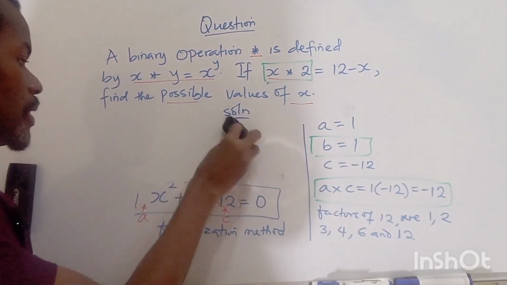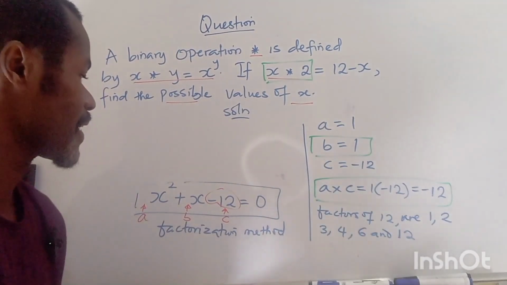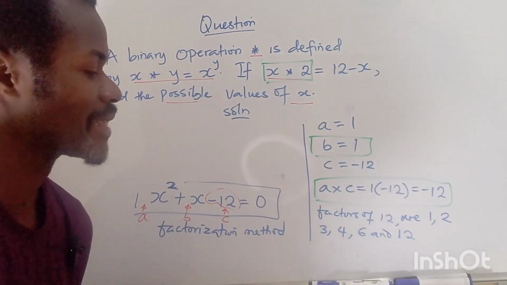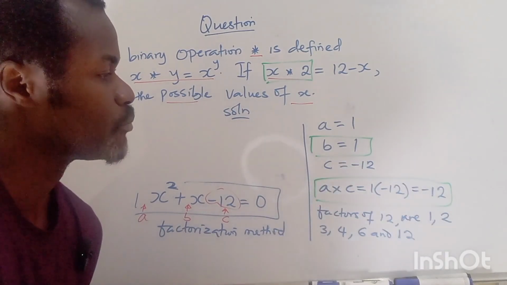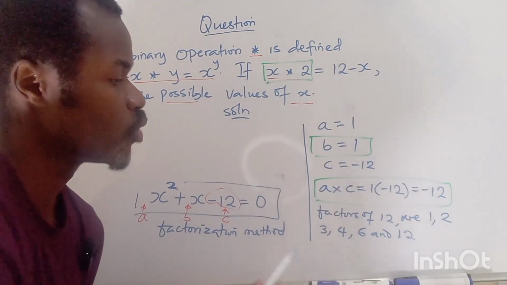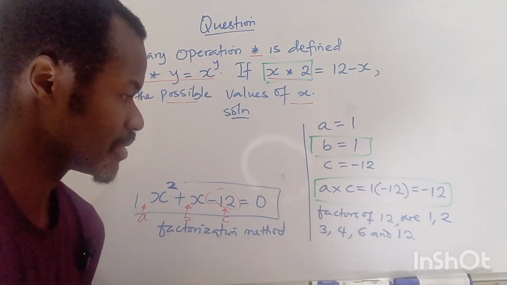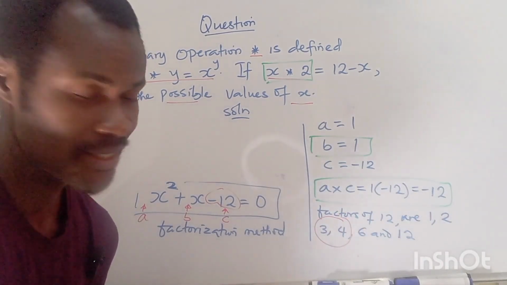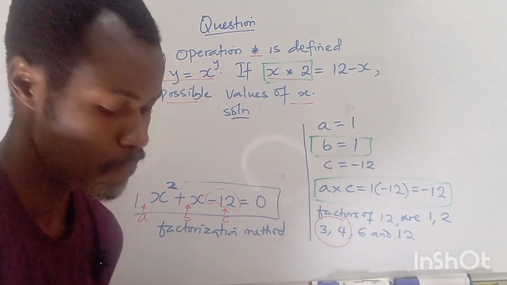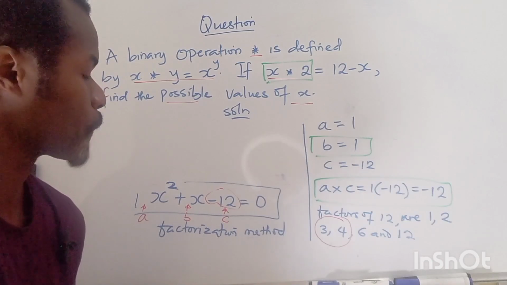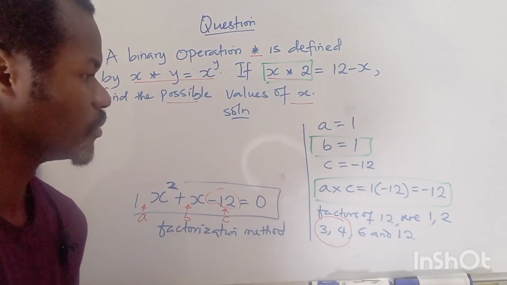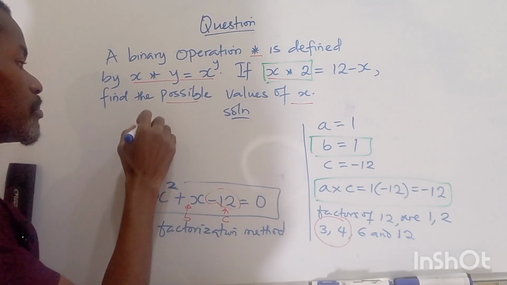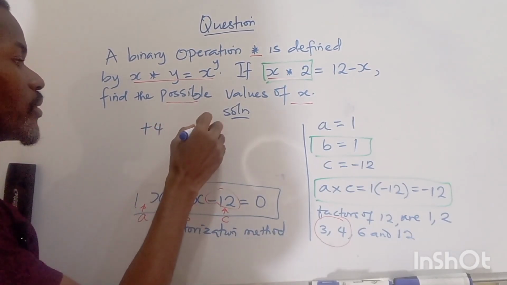So now let's check the best numbers that can serve what purpose. Two numbers whose sum is going to give us 1 and whose product is going to give us minus 12. I think the best numbers we can use that are close to what we have are 3 and 4. So let's use 3 and 4. Now the question is, are we going to say plus 4 and minus 3?